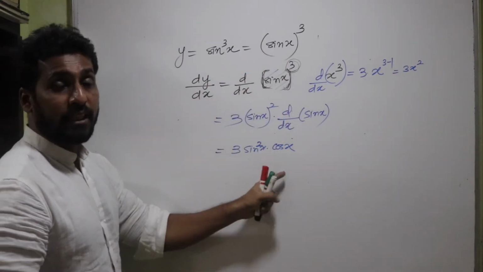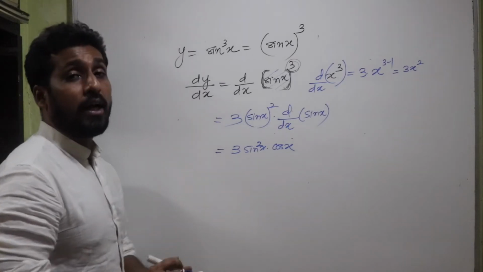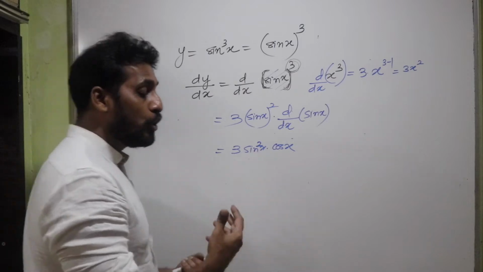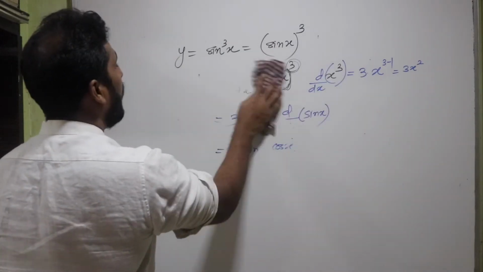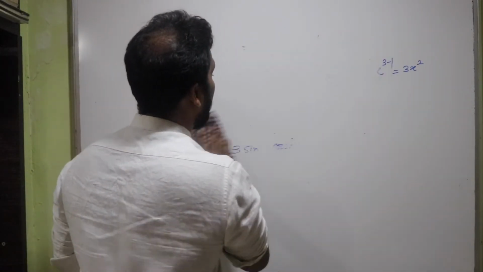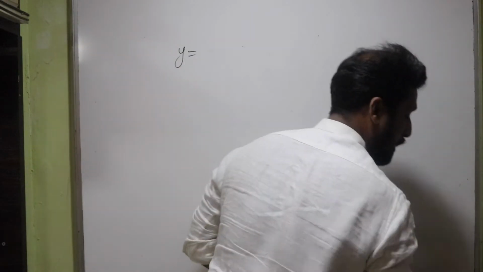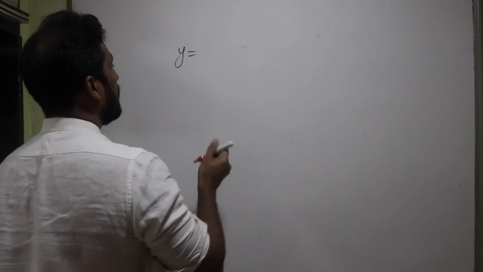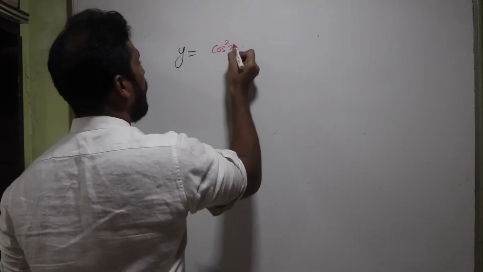3 sin square x into cos x. Make sure, again, as I'm telling again and again, you have to keep on noting down these solutions. Okay, let's move ahead. Let's get the derivative of, say, cos square x. I want to get the derivative of cos square x.